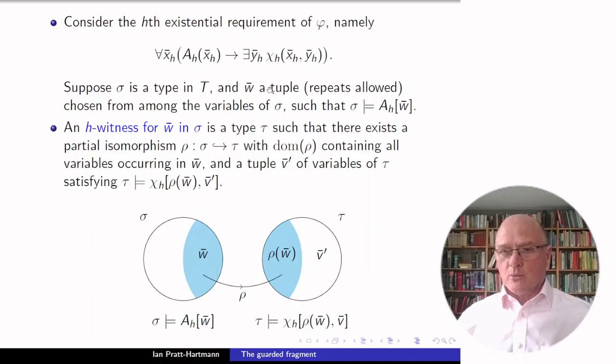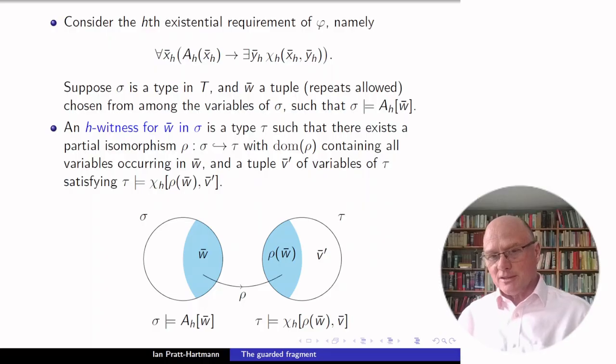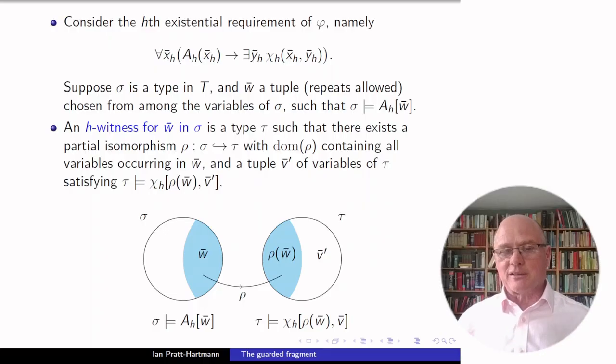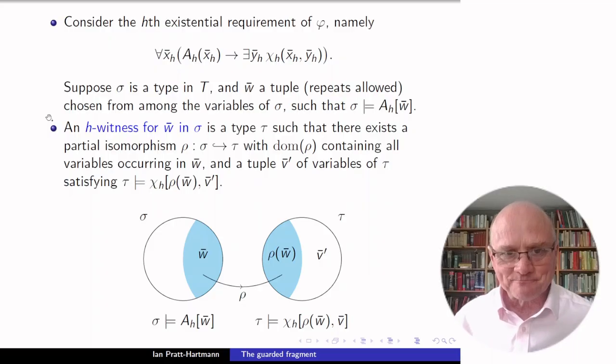Now, of course, we haven't got a model here. We've just got types which are little mini models, and they're completely separate things. So we're not dealing with a single model, and this is a purely formal relationship between types. So I've simply defined the notion of an H witness for a tuple W bar in a type sigma. And that's a type tau satisfying the conditions that I've just outlined.